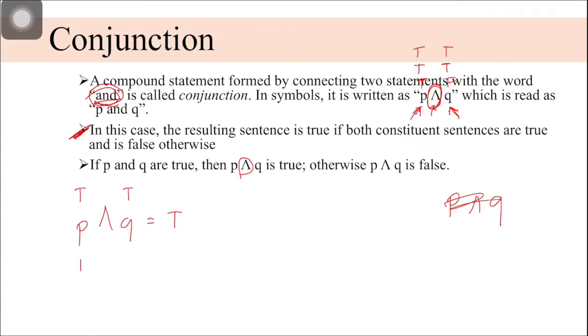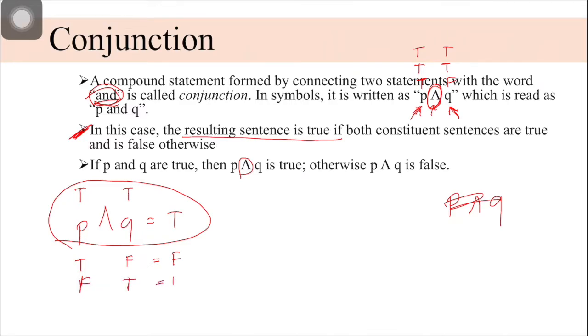So let's say the statement P is true and the statement Q is false, then the resulting sentence is false. So the only way to make it true is this: the statement P is true and the statement Q is true, to have a resulting sentence which is true. Otherwise, it is false. So if P is false and Q is true, then it is false. If one of them is false, the resulting sentence is false.